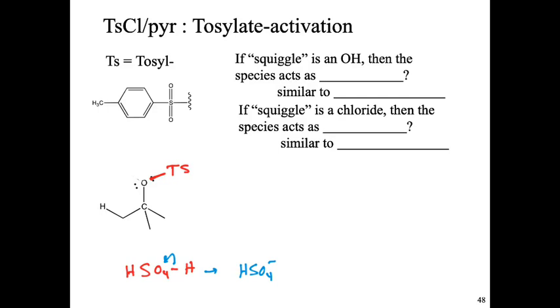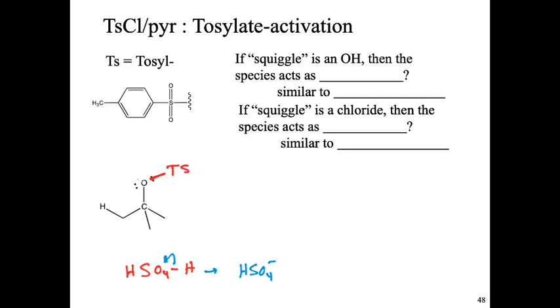Bromide's a great leaving group. Why? Stable. Chloride's a great leaving group. Why? Stable. Hydroxide's a horrible leaving group. Why? Unstable. Water's a great leaving group because it's stable. Sulfate is a strong acid because it generates an exceptionally stable negatively charged structure.